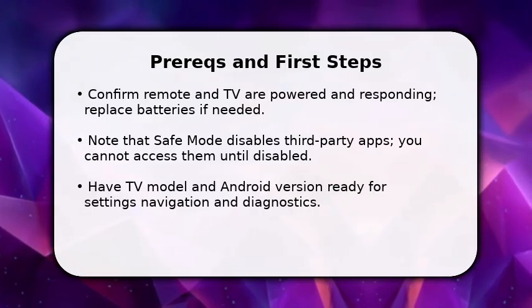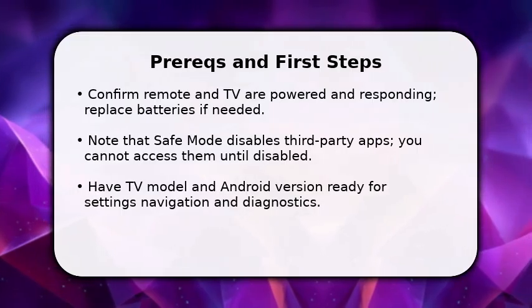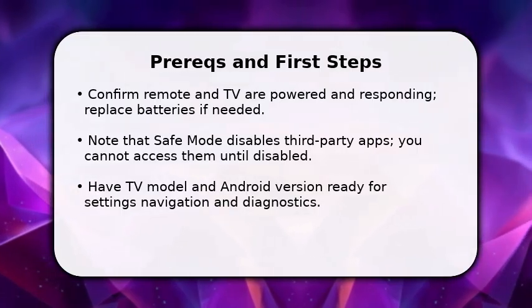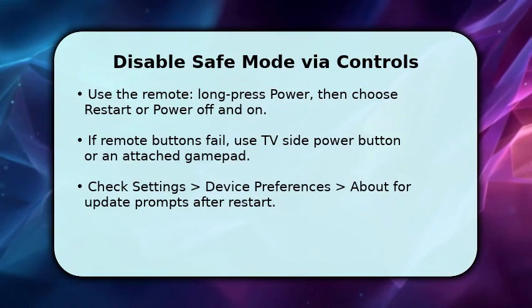Hold the remote power button for 10 seconds or unplug the TV for 30 seconds and plug it back in. This resets temporary glitches before deeper steps. You should now focus on using controls to exit Safe Mode.